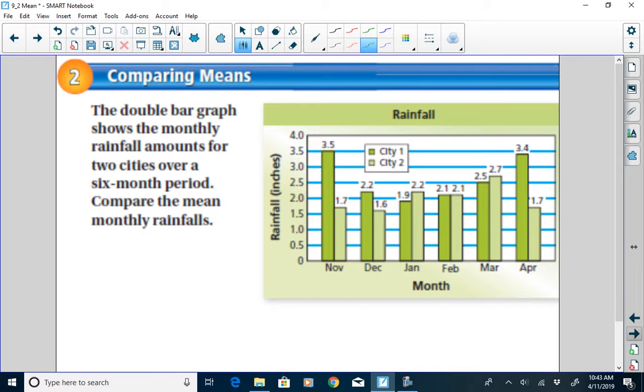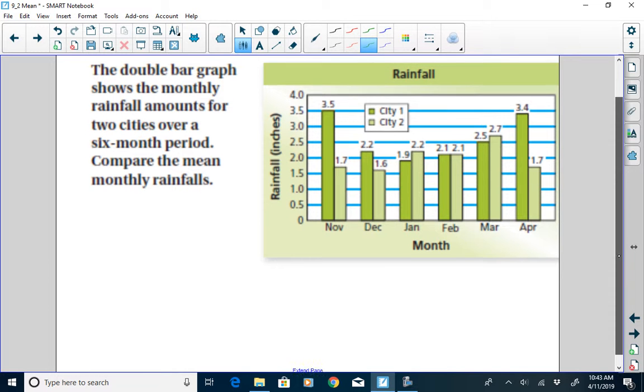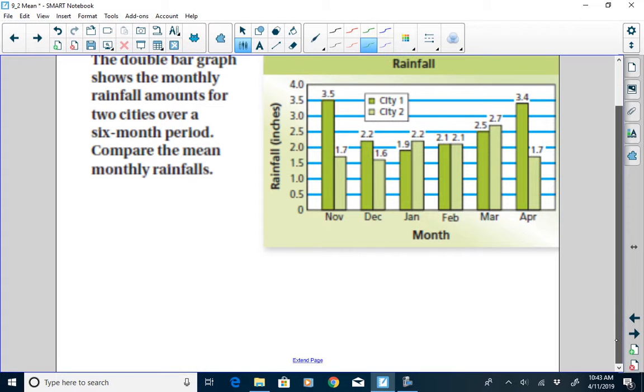All right, now we want to compare means. We're given 2 bar graphs, so another display of data. The question says the double bar graph shows the monthly rainfall amounts for 2 cities over a 6-month period. Compare the mean monthly rainfall amounts. So let's start by identifying each city. We'll start with city 1. So if I do city 1 over here, we need the average rainfall amount.